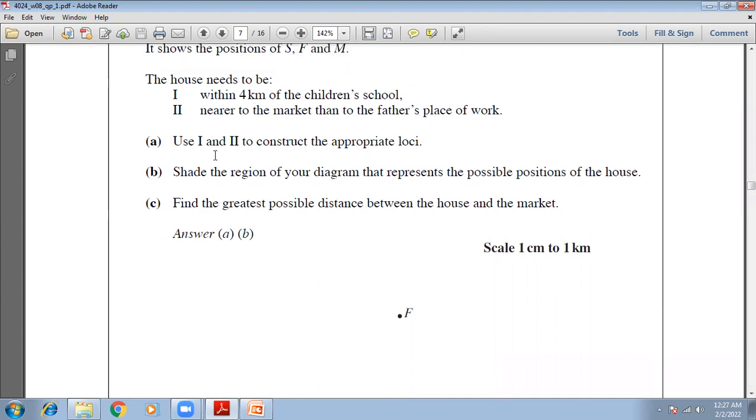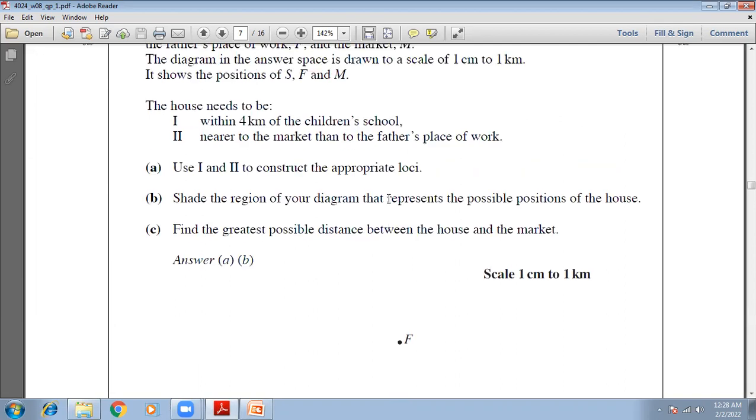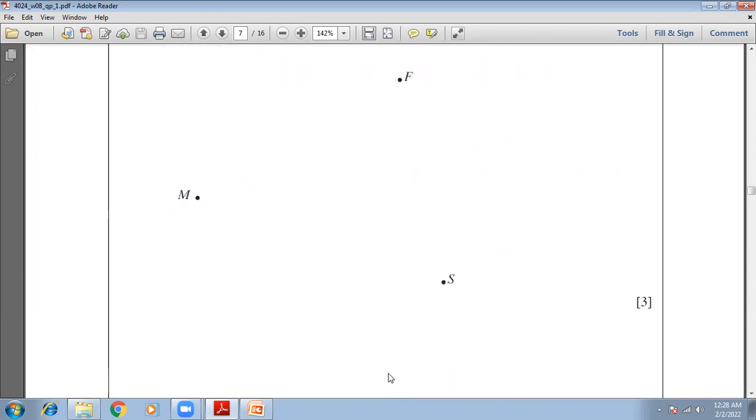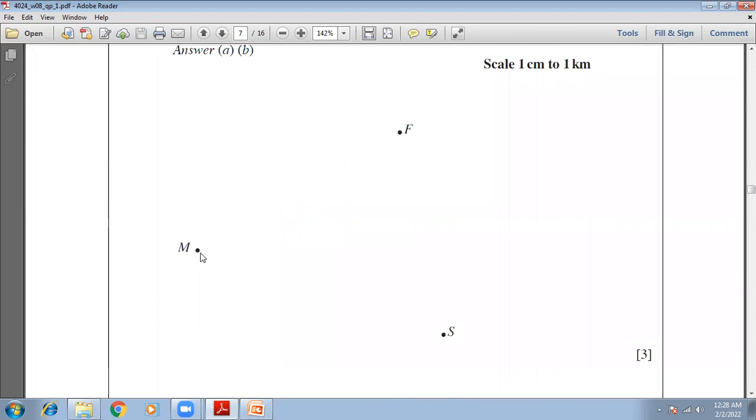Okay, so there are two loci given. Within 4 kilometers of the children's school, I will draw a circle around S. S will be my center, the school, and within 4 kilometers means I will draw a circle of 4 centimeters. Nearer to the market than to the father's place. This is the market, the father's place. Just join them. Draw a perpendicular bisector. After the perpendicular bisector, you have to remain on the side of the market.